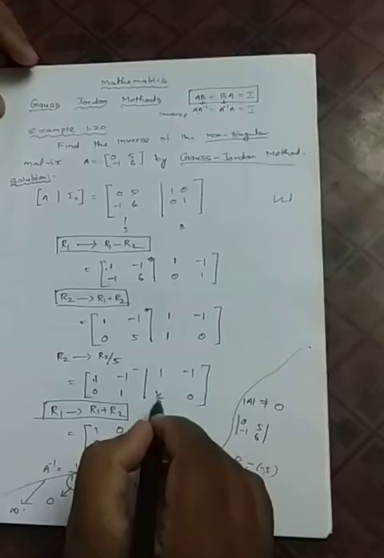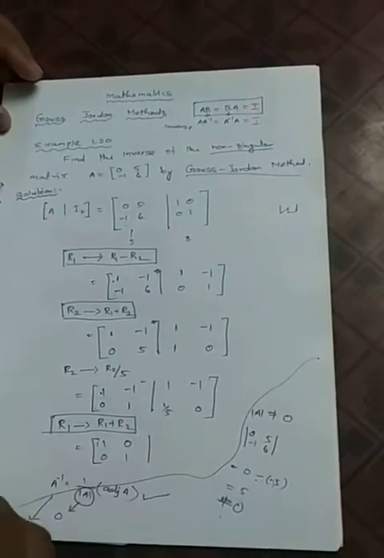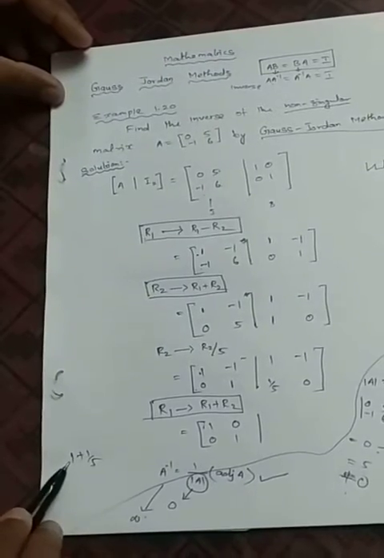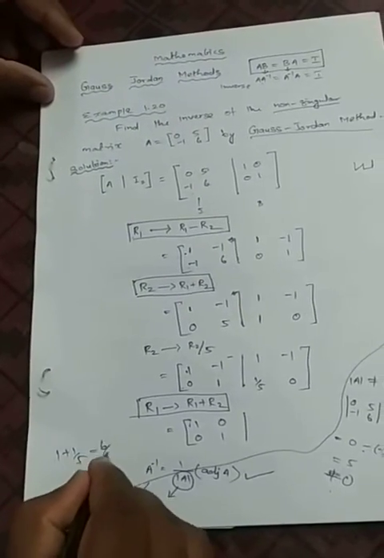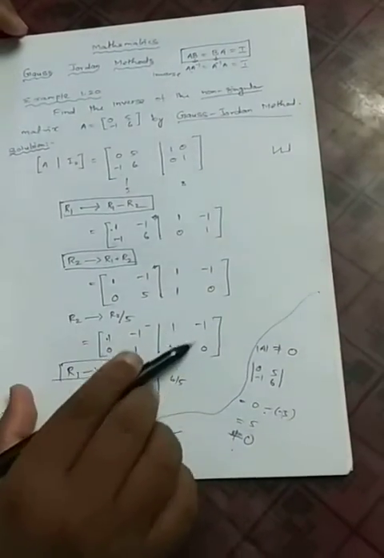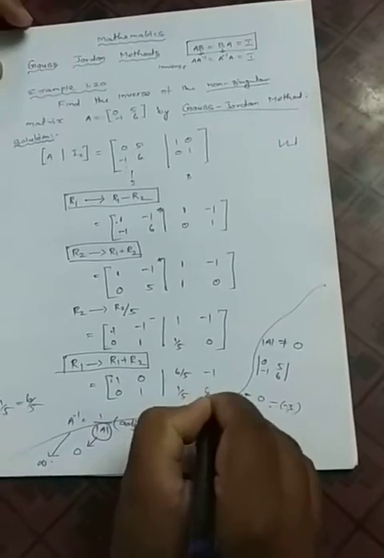So now 1 plus 1 by 5. Because you need to add 1 plus 1 by 5. In adjacent I am doing. 5 ones are 5. 5 plus 1, 6. So 6 by 5 will come. So this answer is 6 by 5. So then next one, minus 1 plus 0 is minus 1 only. This is 1 by 5 and this is 0. So that's the answer we are getting.